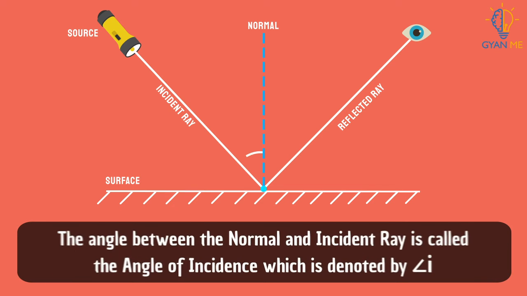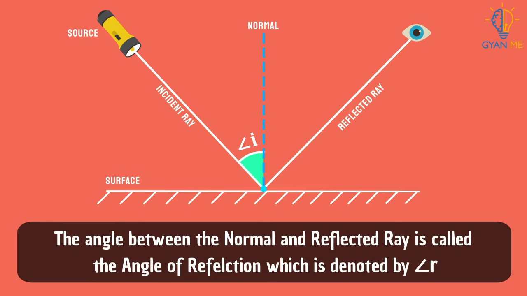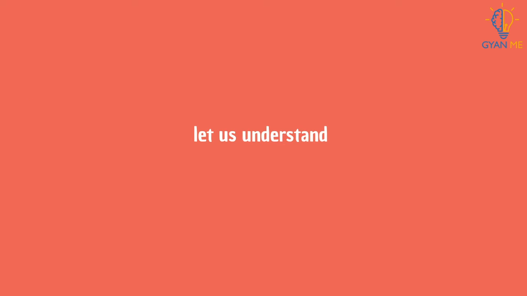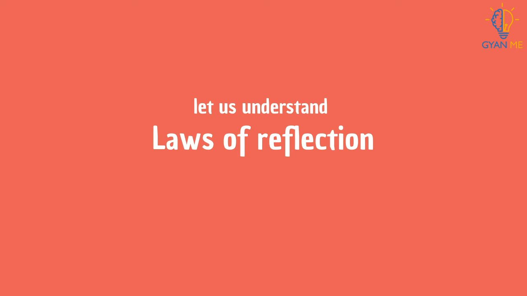Now, students, the angle made by the incident ray and the normal is called the angle of incidence and is denoted by angle I. Similarly, the angle made by the normal and the reflected ray is called the angle of reflection and is denoted by angle R. Now, with these terms, let us understand the laws of reflection.